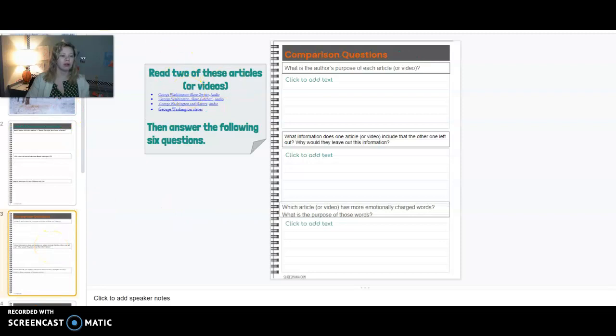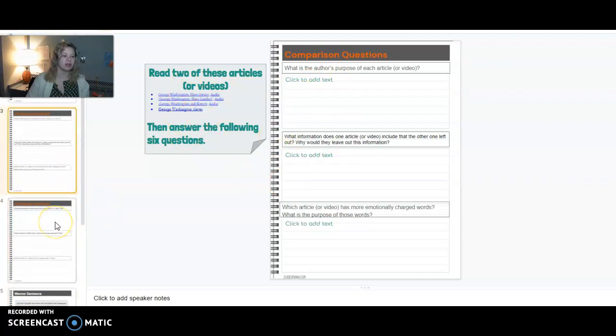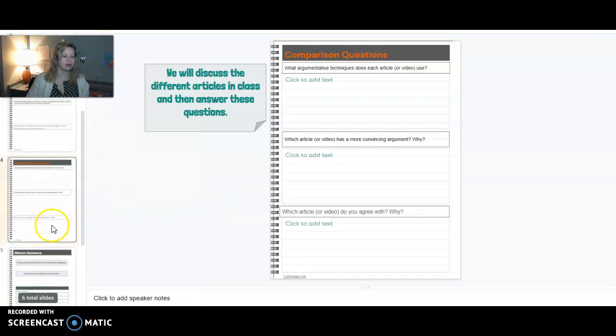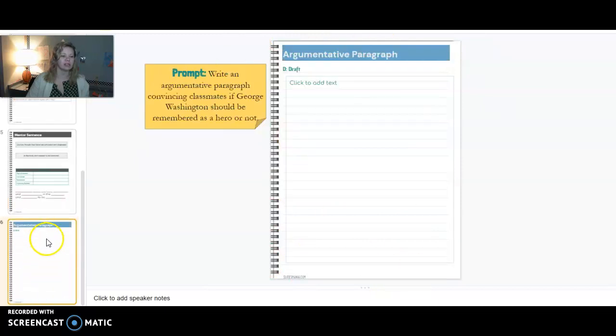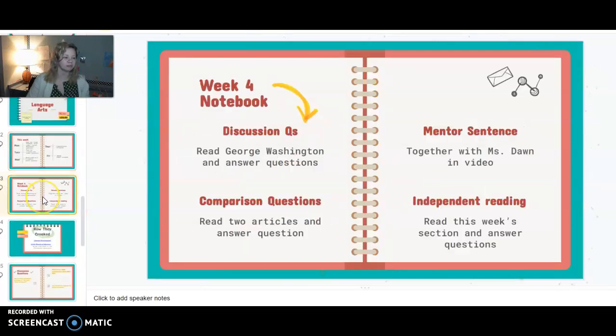Then for tomorrow, as I said, you will be reading 2 of these articles and answering questions. Actually, one of them is a video. And you'll be answering these questions about it. I will go through those questions momentarily. On Wednesday, your next video, we will go through this mentor sentence together, and I will go over how to write this argument in a paragraph on your Wednesday video as well.